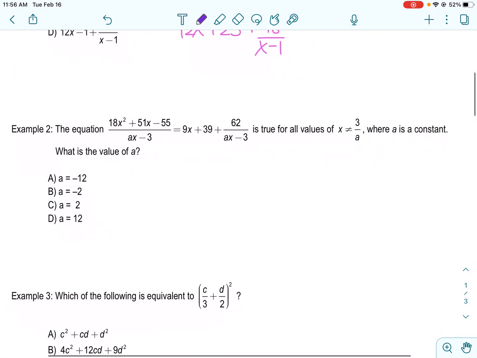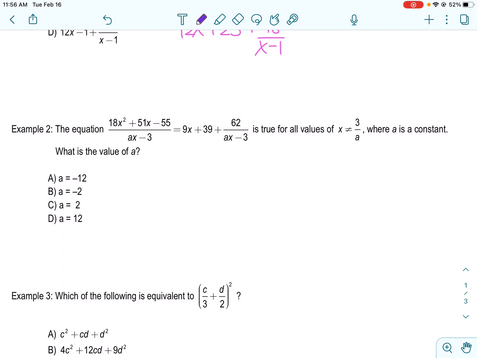Okay, so this looks like a mess. I don't know if you guys feel that way, but I feel that way. Okay, so this equation is true for all values of x that does not equal 3 over a. Okay, we're looking for a. So if you notice in this equation, there are x's and there are a's.